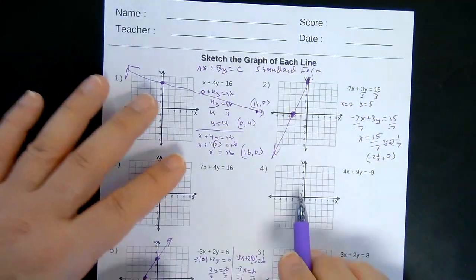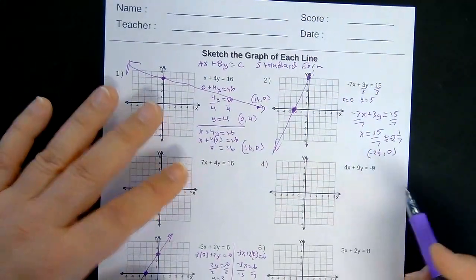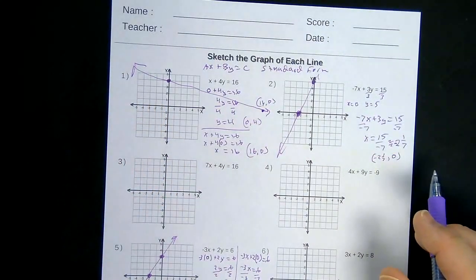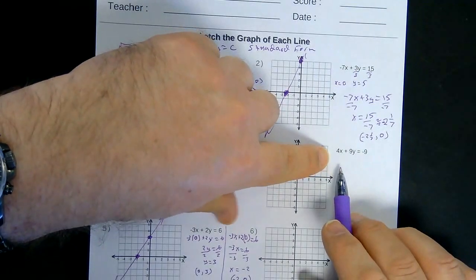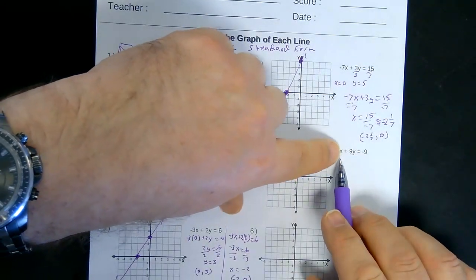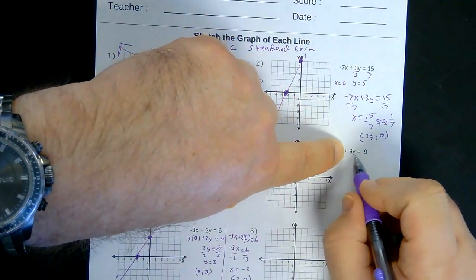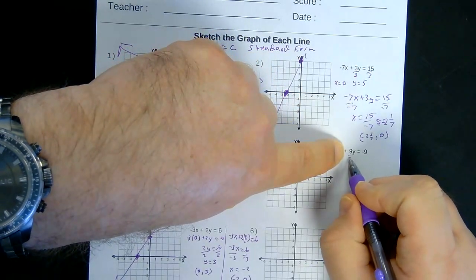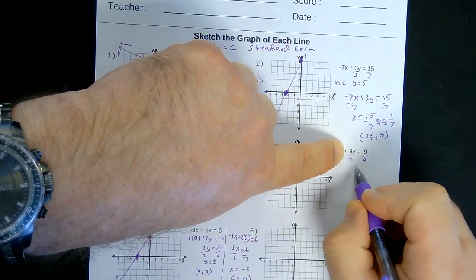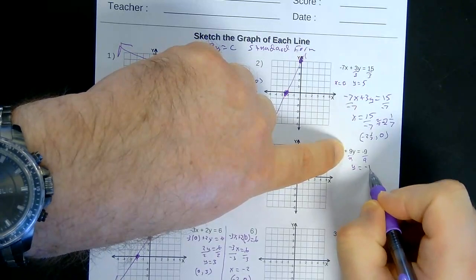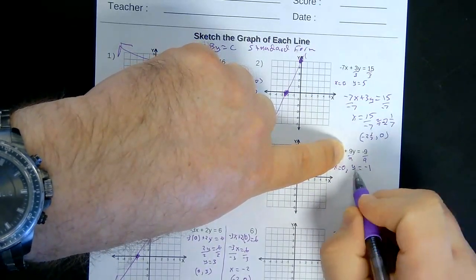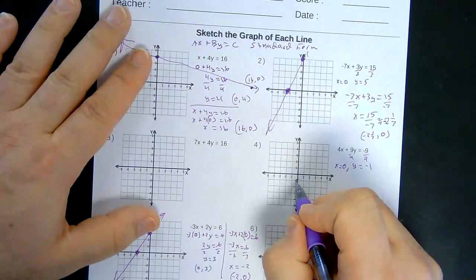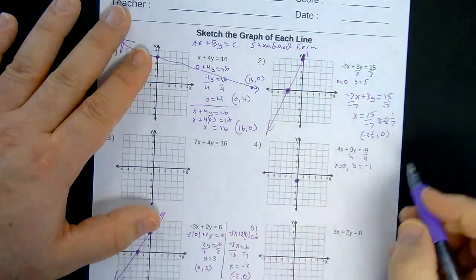Number 4, we'll do number 4 real quick. Again, I'm just going to use the cover-up method here. I'm going to let x be 0. So 4 times 0 is 0. So I get 9y is equal to negative 9. Divide both sides by 9. And you get y equals negative 1. So when x equals 0, y equals negative 1. So I know my first point is going to be right there.